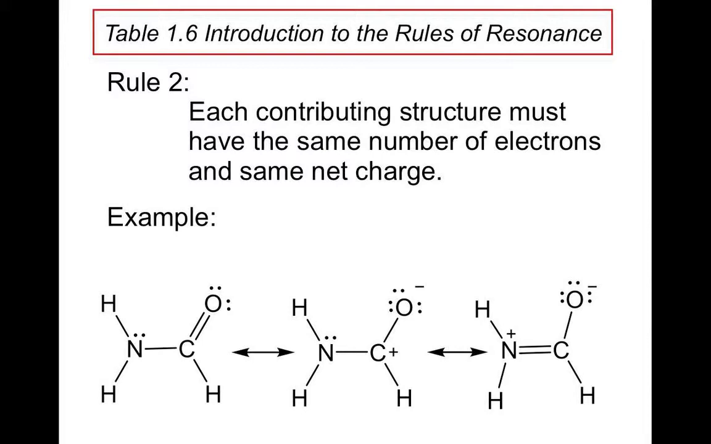The second rule is that each contributing resonance structure must have the same number of electrons and the same net charge in order to be a resonance contributor to the resonance hybrid. If they differ, you have gained or lost electrons on some of the atoms in your drawings. Notice in the diagram below, all three of these structures indicate resonance contributors of the same resonance hybrid. The connectivity is the same in each structure, and the charge is the same in each structure.